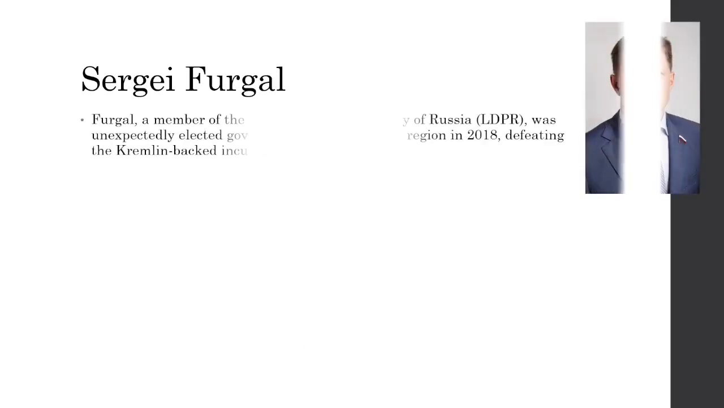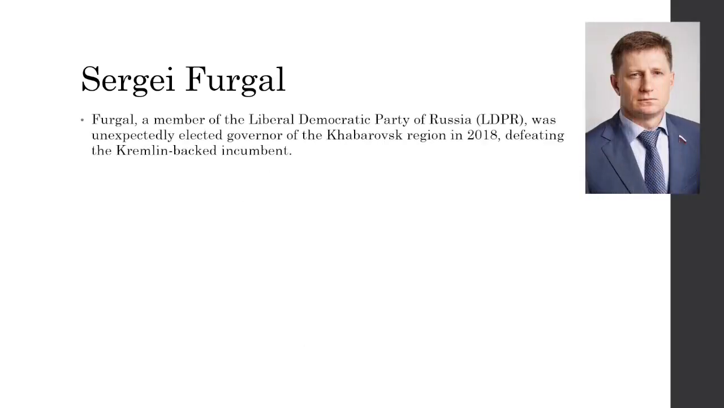This is Sergei Frugal, I think. Frugal. And he was a member of a different party, the Liberal Democratic Party of Russia, the LDPR, which is not Putin's party. Putin's party is United Russia. And he was unexpectedly elected governor of a region in 2018, defeating someone else who was kind of backed up by the Russian government. He was surprisingly elected. So it kind of caught the Russian authorities off guard a little bit.